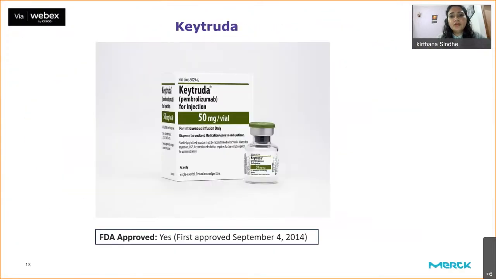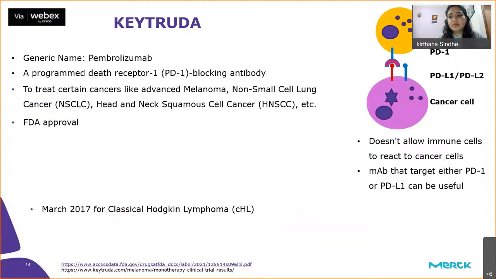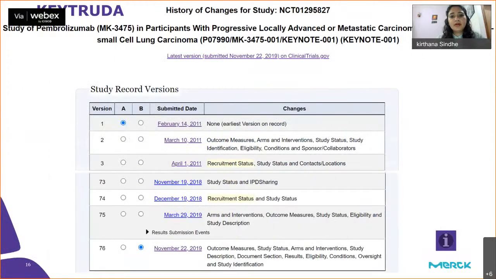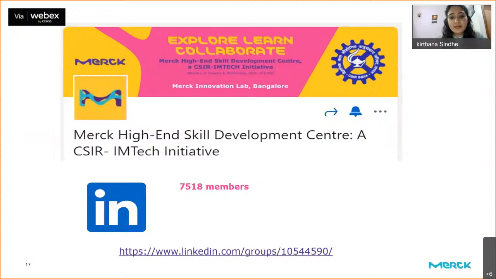So now, as I move forward with this part, as I mentioned, at Merck Labs we are providing the skills that fall into the drug discovery and drug development process. And we have our center LinkedIn group where we provide a lot of training programs. Currently we have students, faculties, all of them who have joined our LinkedIn group, and we have 7,000 plus members in the LinkedIn group, and we provide different skill development trainings here.